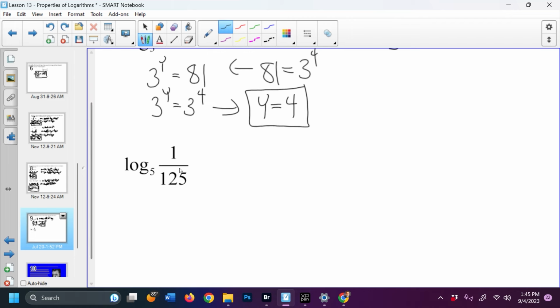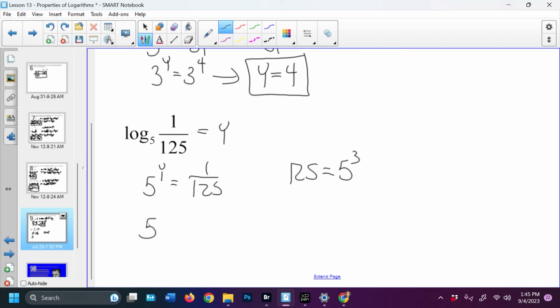So similarly, I'm going to set this one equal to y, and we'll use that definition of logarithm. So 5 to the y equals 1 over 125. And again, we want to be able to do it without a calculator, so the only way that works is if 125 is a power of 5. In fact, 125 is equal to 5 to the 3rd. So I can rewrite that as 5 to the y equal to 1 over 5 to the 3rd.